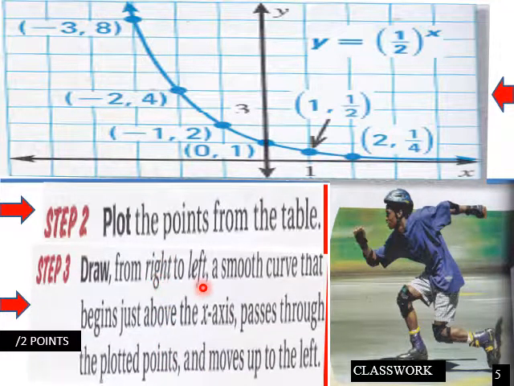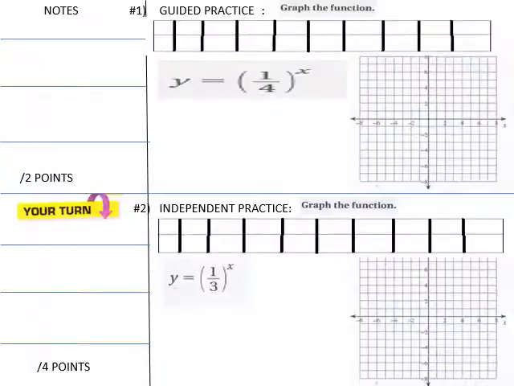Draw from right to left. Well, they draw from right to left. I draw from left to right like this: a smooth curve that begins just above the x-axis, passes through the plotted points and moves up to the left. Well, I think we read from left to right. I'd rather plot like that.